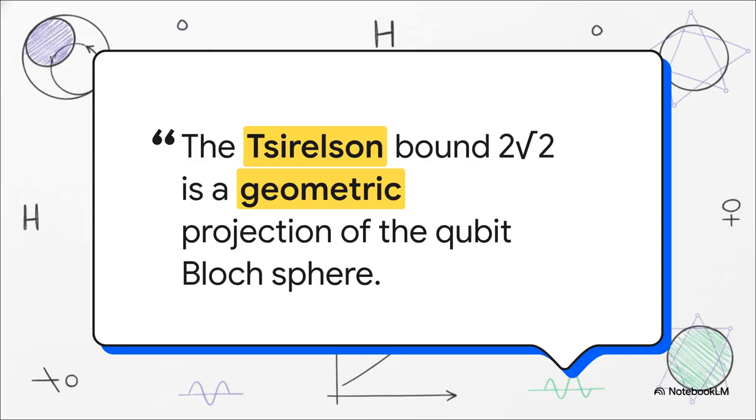I want to wrap up with this powerful conclusion directly from the source material. It reads, the Tsirelson bound 2 root 2 is not an accidental product of Hilbert space algebra, but a geometric projection of the qubit Bloch sphere under the optimal measurement configuration. This fundamentally changes how we view quantum non-locality. It forces us to ask a really deep question. If quantum entanglement and the strict limits of correlation can be completely explained by the simple, spherical geometry of vectors and shadows, what does that mean for the true underlying shape of our reality?